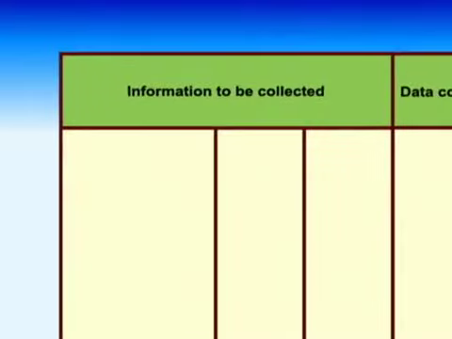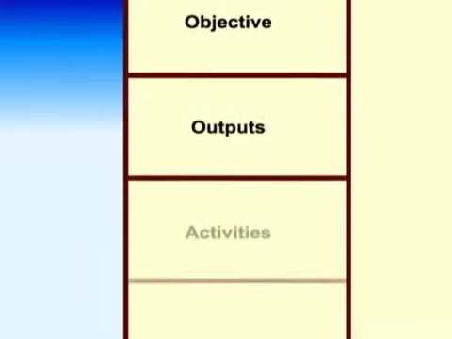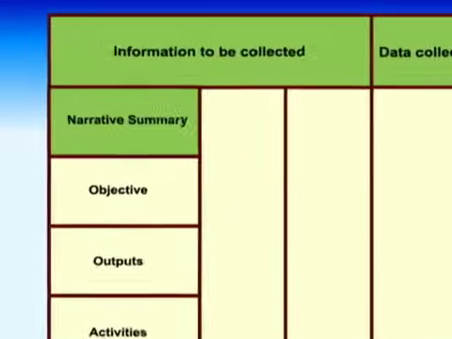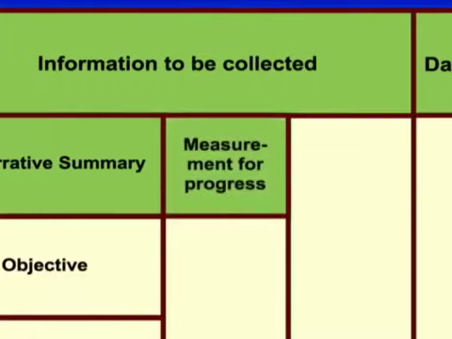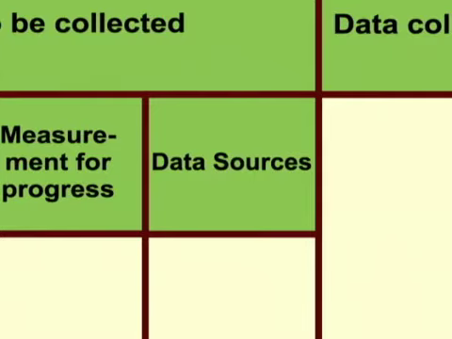In the block to describe what information should be collected, first comes the narrative summary, which includes the objective, outputs, and activities of the program or project. In the next cell comes measurement for progress. Then, in the last cell come data items to be collected.